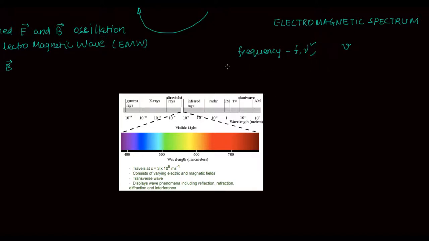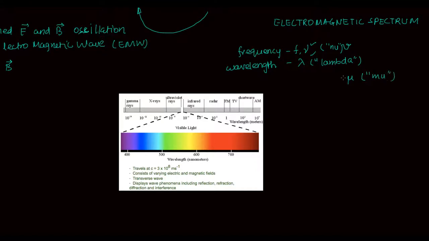And the wavelength is represented by another Greek notation called lambda. This is pronounced lambda. And this is nothing but nu, not mu. There is another letter mu, which is like this, and this is mu.